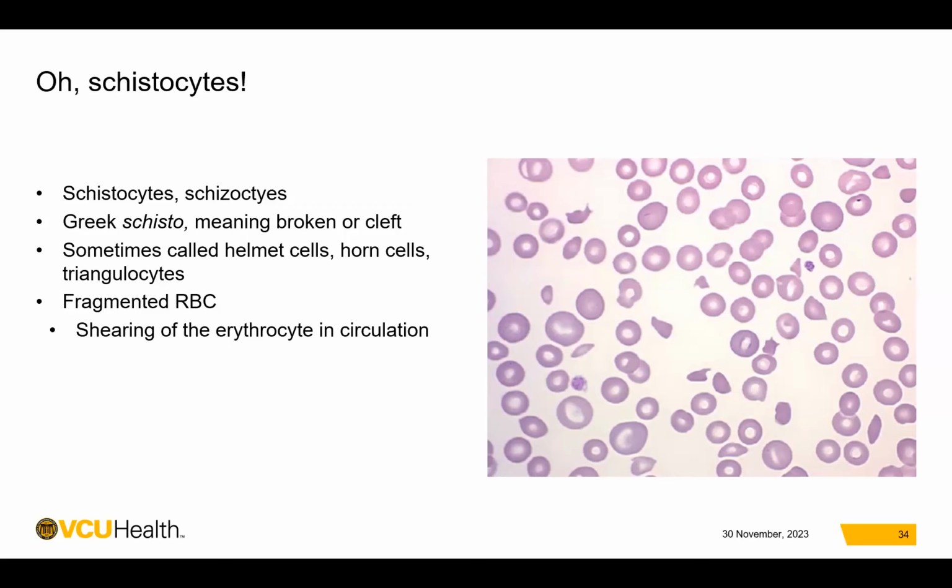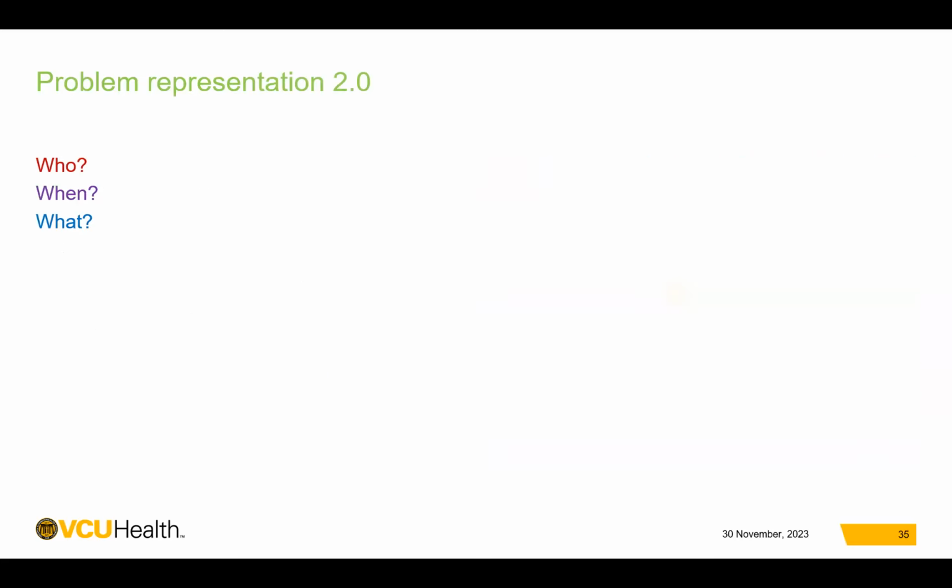They're fragmented red blood cells, and they get fragmented when they get sheared in the microcirculation. We call this a microangiopathic hemolytic anemia. All right. So I think we have more information. We can retry this problem representation.